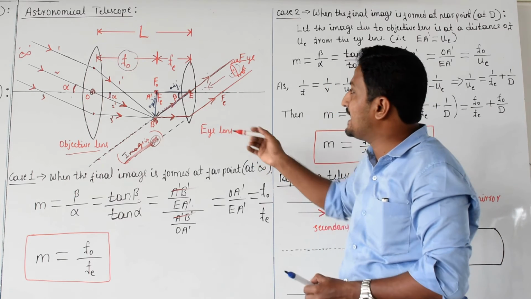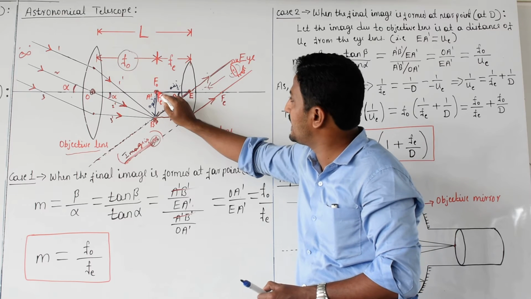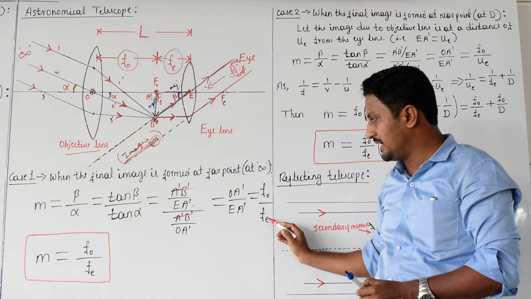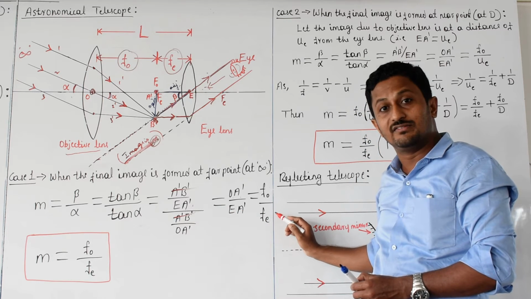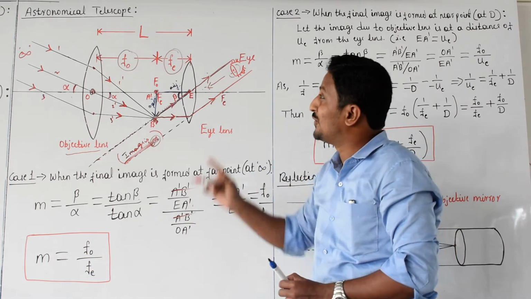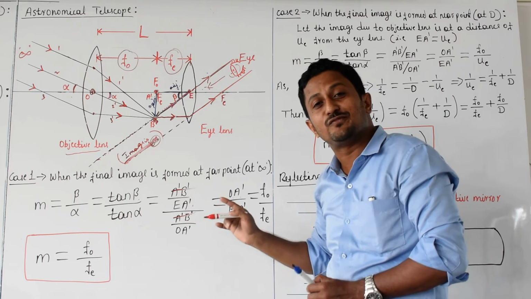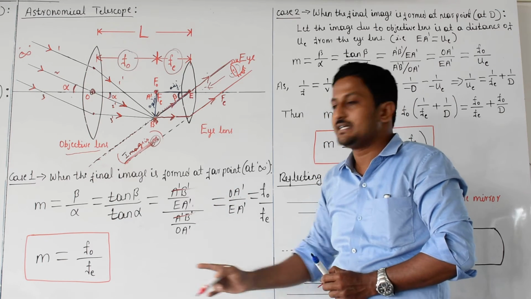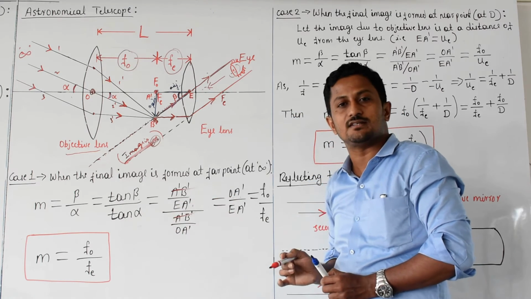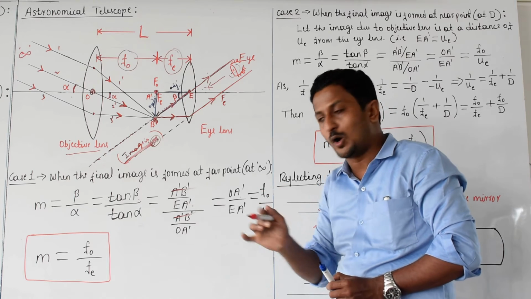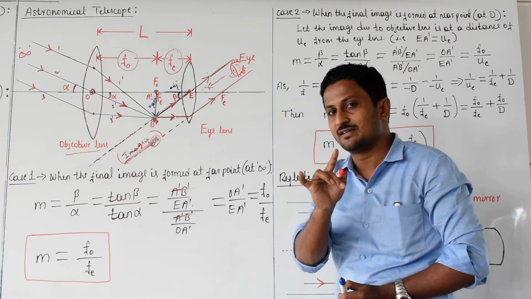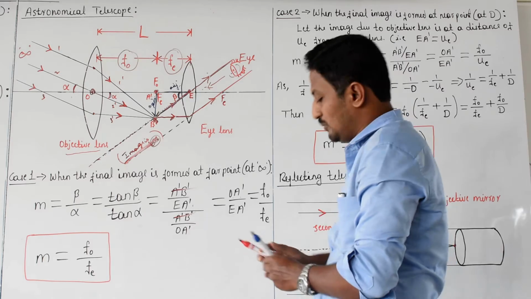Then what about EA'? This is E, this is A'. I mean this is the focal length of the eye lens. We have to take EA' as the focal length of the eye lens. So finally, the magnifying formula for the telescope when the image is formed at infinity is equal to FO by FE, where FO is the focal length of the objective lens and FE is the focal length of the eye lens. Have you understood?